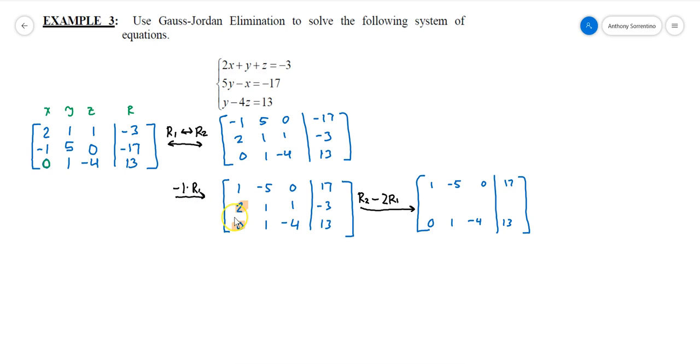So again, 2 minus 2 times 1 is going to give me the 0 there. 1 minus 2 times -5 is going to become 1 plus 10. That's going to give me an 11. 1 minus 2 times 0 is still going to be 1. -3 minus 2 times 17. Well, 2 times 17 is 34. So -3 minus 34 gives me a -37.